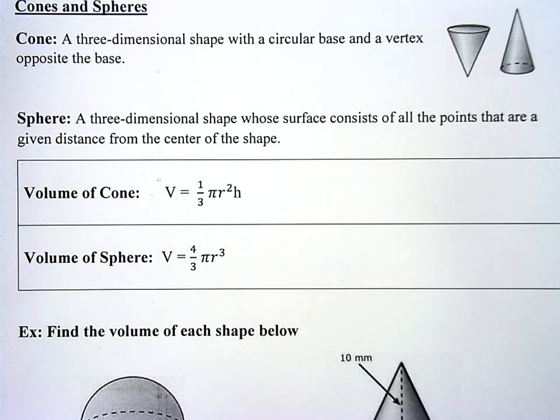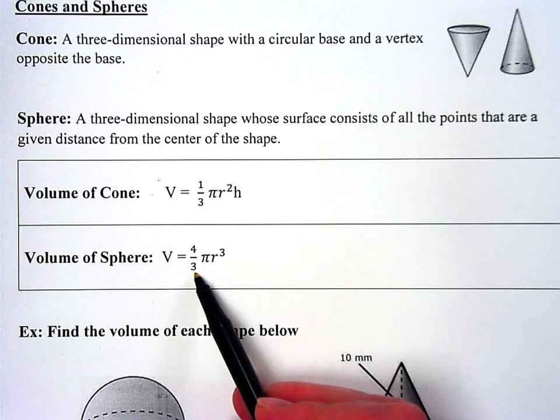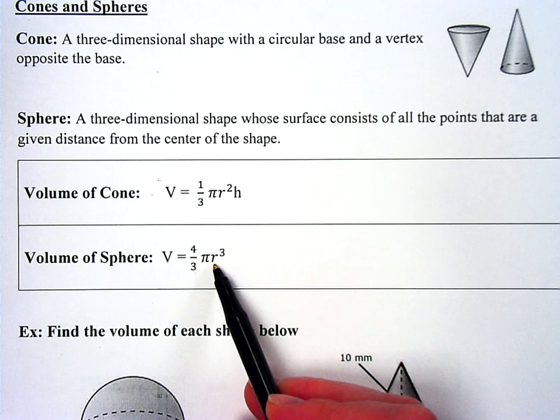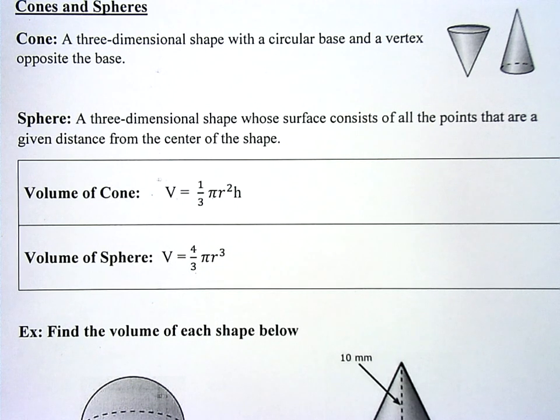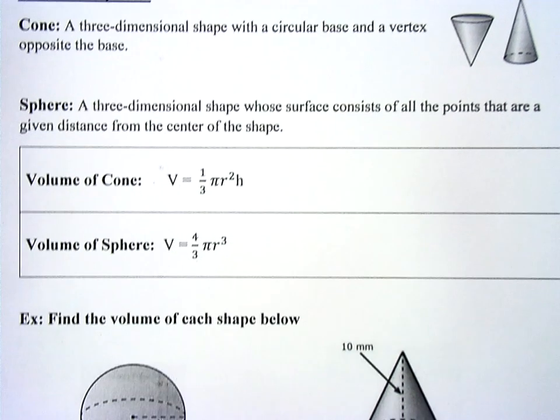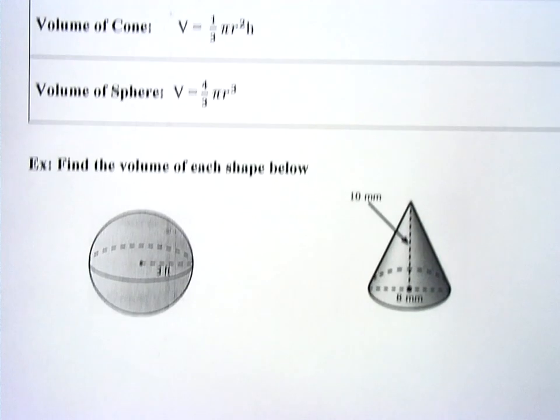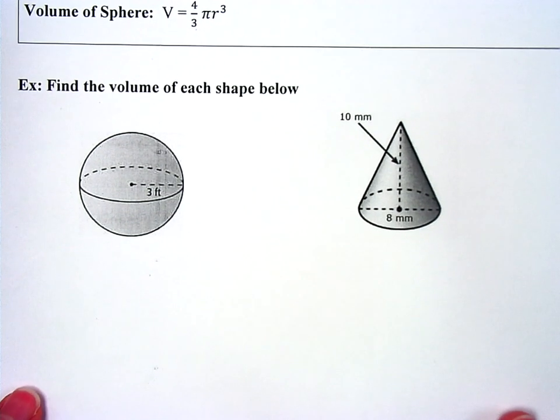For the volume of a sphere, we have volume equals 4/3 times pi times radius to the 3rd power. And this formula also comes from the relation between a sphere and a cylinder. Now let's look at an example and how to find the volume of each one of those shapes.